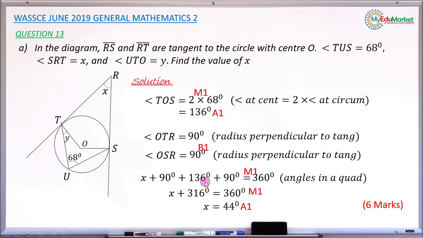And when you attempt to solve for x up to the level where you collected like terms, you have this method 1 mark. And when you have the size of x exactly as 44 degrees, you have this accuracy 1 mark. So in total, this question has 6 marks.